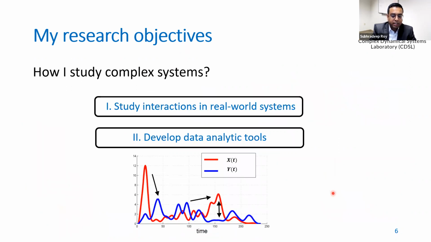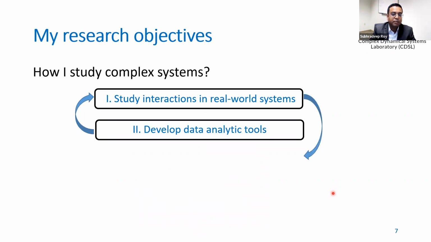While studying these real-world systems, the second important component is to apply appropriate data analytic tools that can extract the features of these real-world systems. For example, if you have some time series data, how can we identify the directional relationships between those variables that can allow us to understand the nature of real-world interactions? So I use tools developed by other research groups as well as develop our own similar tools which can identify these directional relationships.